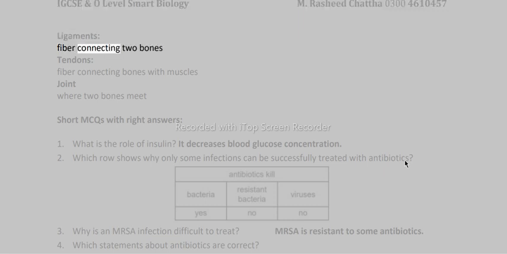Ligaments: fiber connecting two bones. Tendons: fiber connecting bones with muscles. Joint: where two bones meet. Short MCQs with right answers.